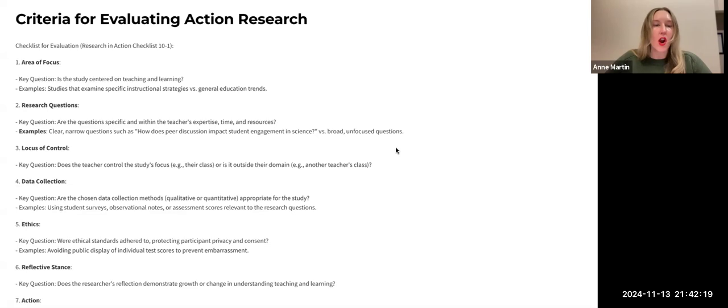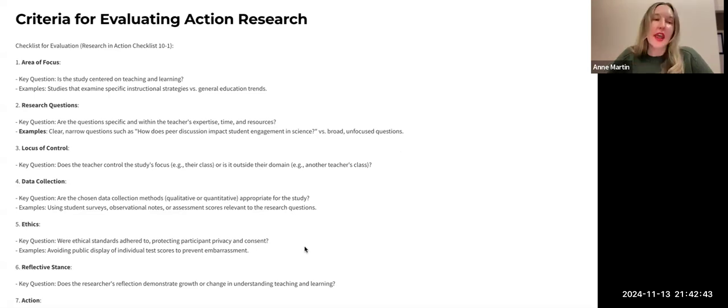Data collection: are the methods appropriate, again, to the question with your area of focus, what you want to know? There are also some data tables for those in the chapter.